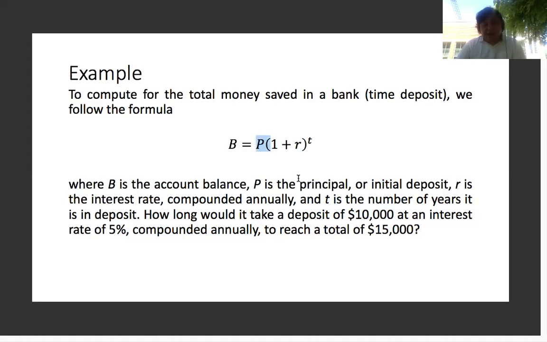Now, the 5% is the interest rate, so that should be your R. Take note, because this is in percent, you have to convert it into decimal before you add it to 1. So instead of putting plus 5%, you need to put plus 0.05. Be very careful with how you put percentages into expressions. And finally, 15,000 is the total money in the account after a while. So this is your total balance.